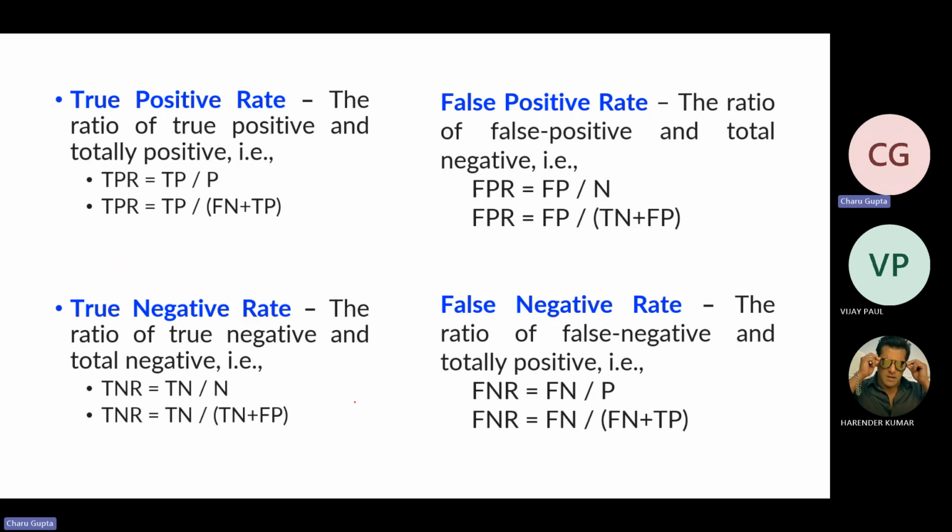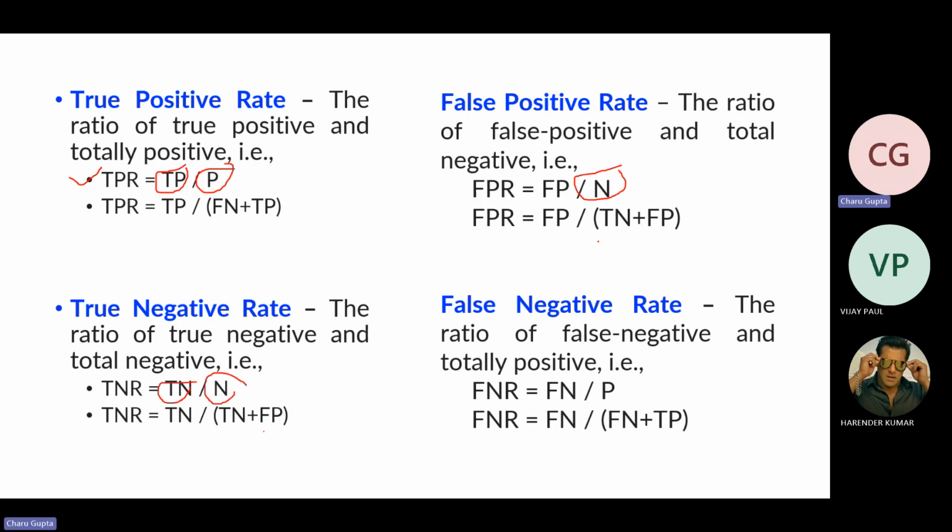So the formula for the true positive rate is true positive, whatever has been predicted, over the actual positive cases. This is TPR, true positive rate. The second one is false positive rate, which is false positive over total negatives, right? The third one is true negative rate, which is true negative, the fourth cell, over total negatives.